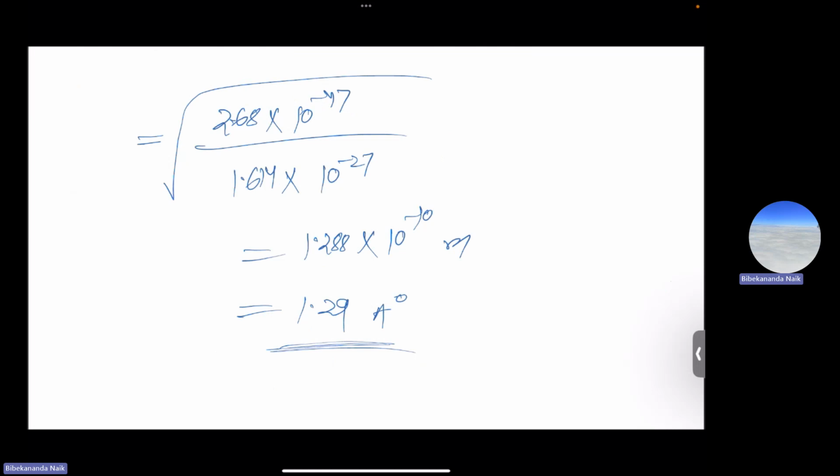Now, all these questions we are solving are pretty much similar. So if you practice, you can easily solve it if it comes in the exam.